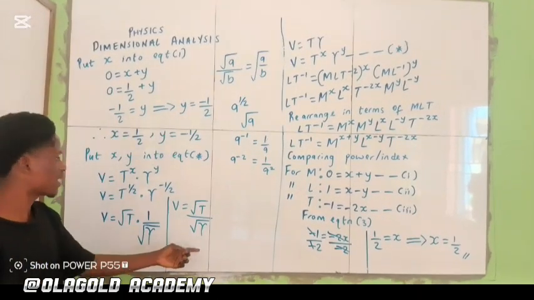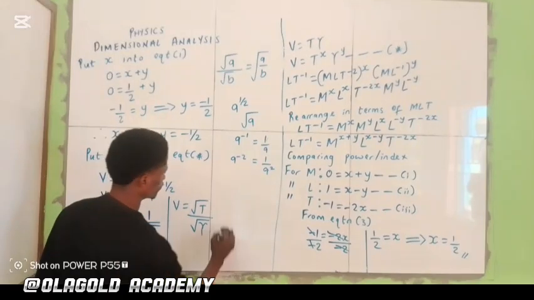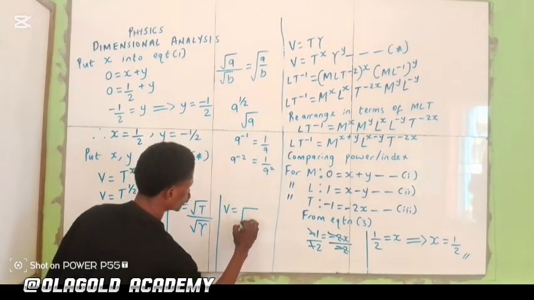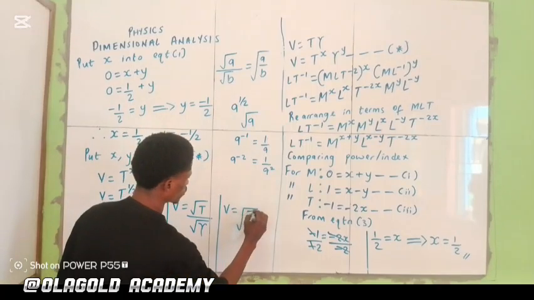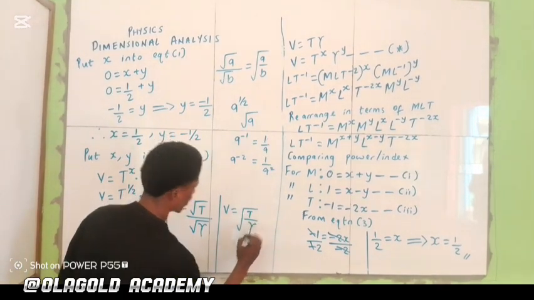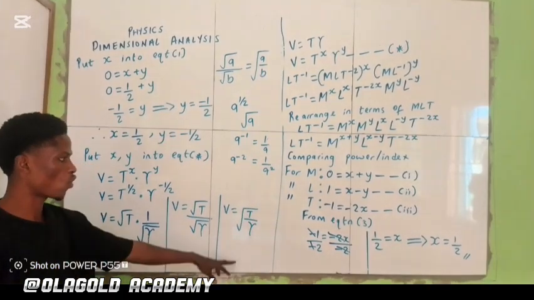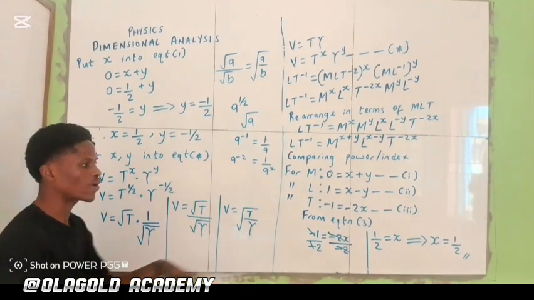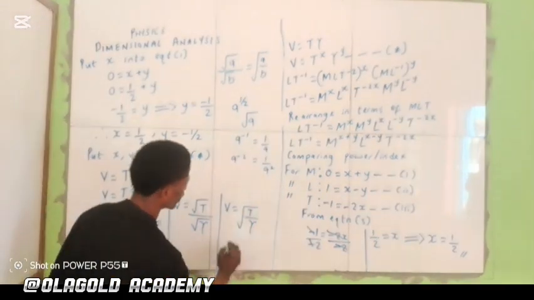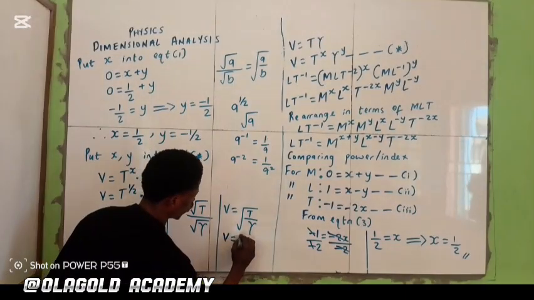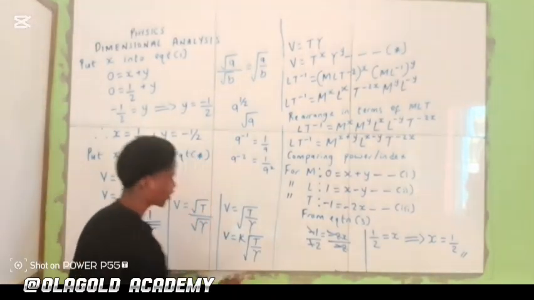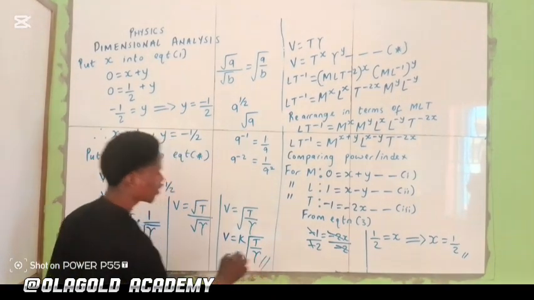Now we can apply that here, so we can have our v to be equal to root of t over gamma. And that is not all. Since we have gotten this, we can now introduce our constant. So we can now have our v to be equal to constant k root of t over gamma. This becomes our final answer.